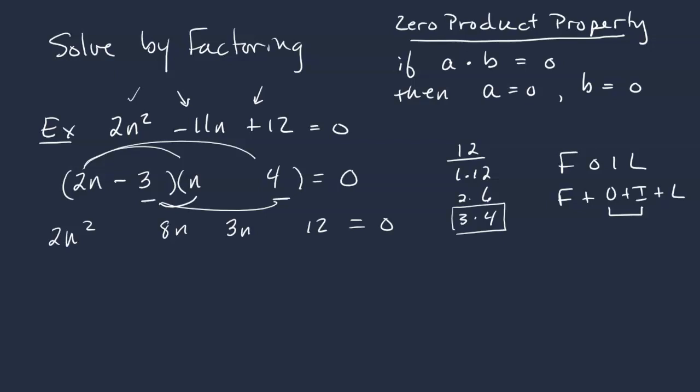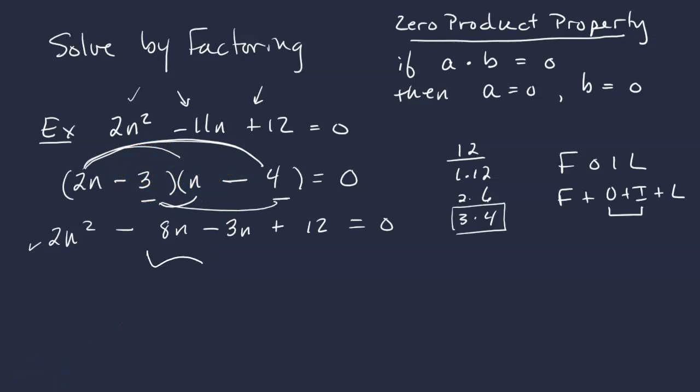So we put a negative here, and we put a negative here. And that'll give us our 2n squared. We'll have negative 8n. We'll have negative 3n. And then negative 3 times negative 4 is positive 12.